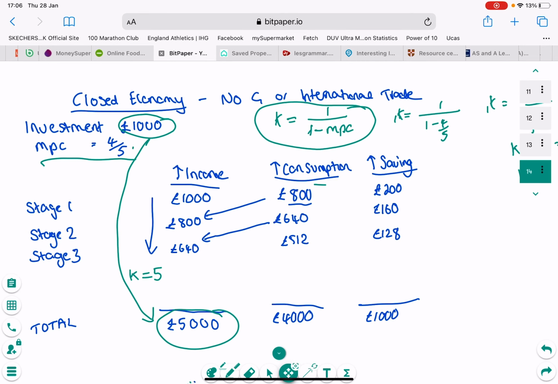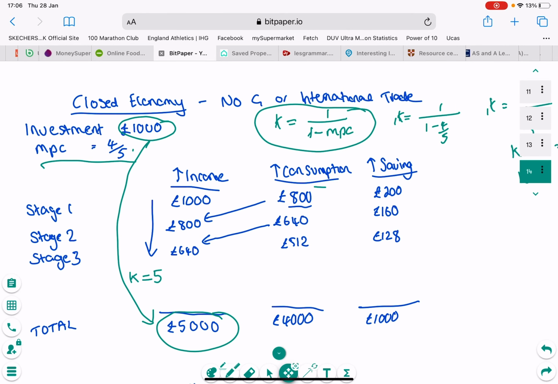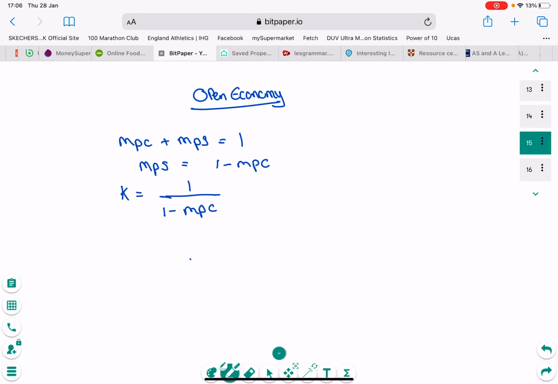So with this closed economy, the only leakage from the circular flow is saving. But in reality, if we were to have an open economy, we would have taxation and imports as a leakage. So we're just going to go on to the next page. Right, so in an open economy, we've got government and we've got foreign international trade. So we've got government, taxation, imports, and exports.